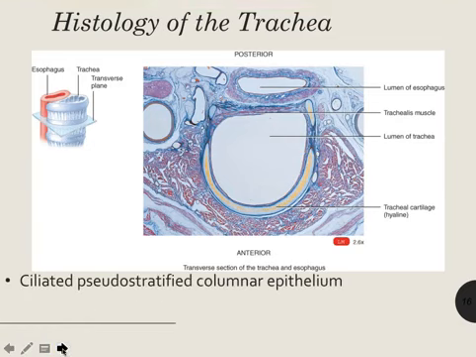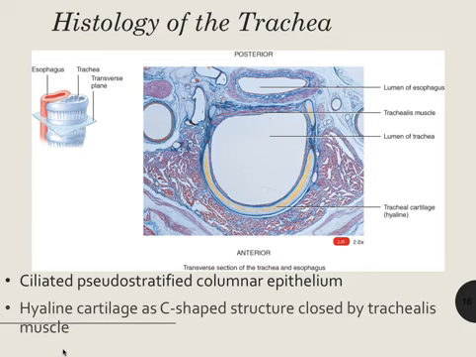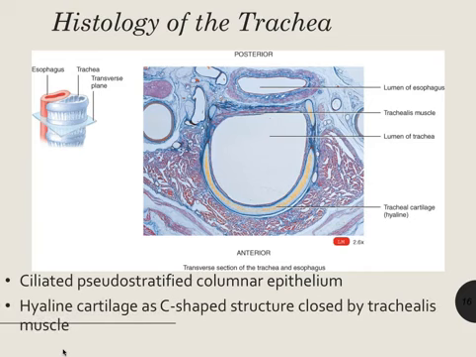You would have seen ciliated pseudostratified columnar epithelium lining the inside part of the trachea, right? And then that hyaline cartilage is what's making up the tracheal cartilage, and hopefully you remember that from 201. And on the back part of the trachea, right before the esophagus, closing in that C-shaped ring, is the trachealis muscle.